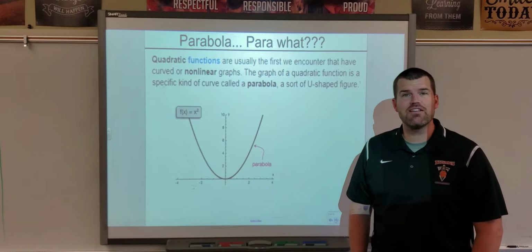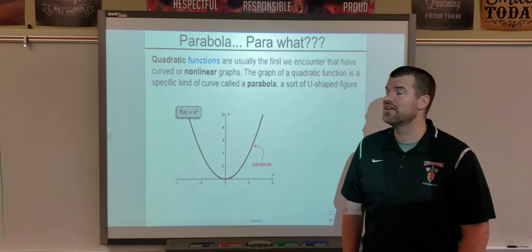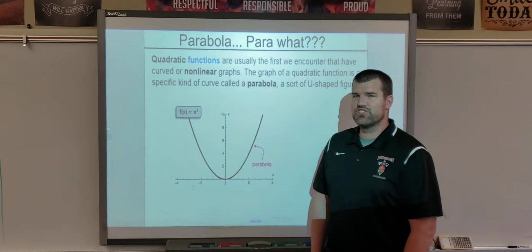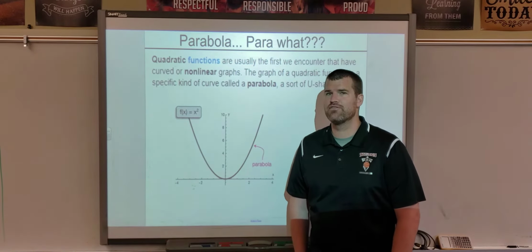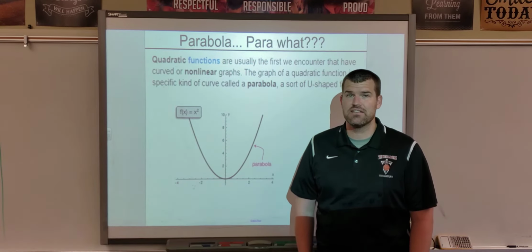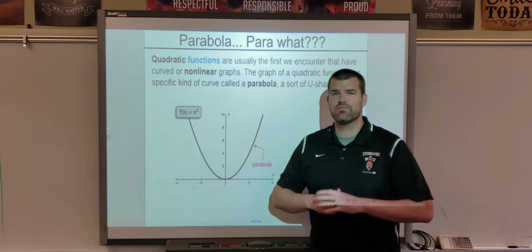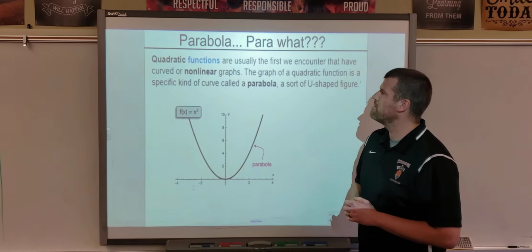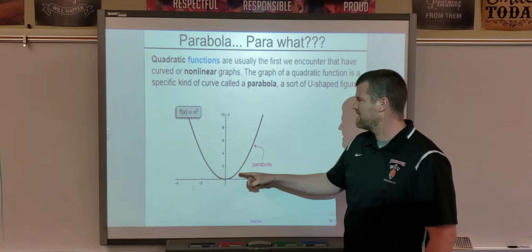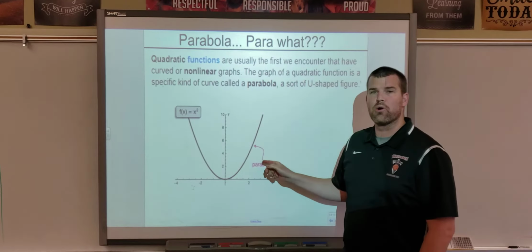Para what? Some people try to call it a parabola, and it just sounds kind of weird, but parabola. Basically, a parabola is just the shape of the graph of a quadratic equation. When we graph a linear equation, we get a line. When we graph a quadratic equation, we get a U-shape. But the actual name of that U-shape is a parabola. So parabola is just the word for this U-shaped graph. It can be up, it can be down, but it's called a parabola.